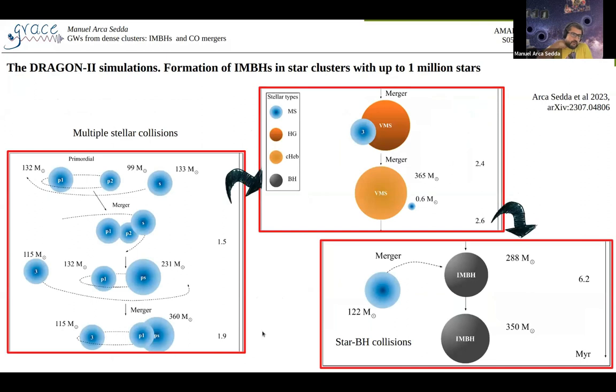So how do they form in our simulations, these IMBHs? This is one example. We have multiple stellar collisions. Initially, we have a binary. The binary is perturbed by another star coming in. And the perturbation is so chaotic and strong that it triggered the merger between the companion in the binary and the perturber. The new binary formed this way is perturbed again. And in this three-body interaction, eventually the binary merges and forms a very massive star that after a while merges with this companion.